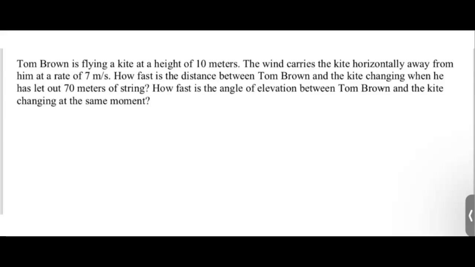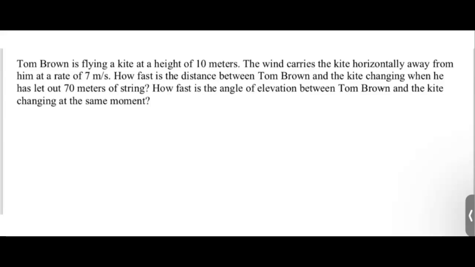Tom Brown is flying a kite at a height of 10 meters. The wind carries the kite horizontally away from him at a rate of 7 meters per second. We're actually answering two separate questions within this: how fast the distance between Tom and the kite is changing, and how fast the angle between him and the kite is changing.